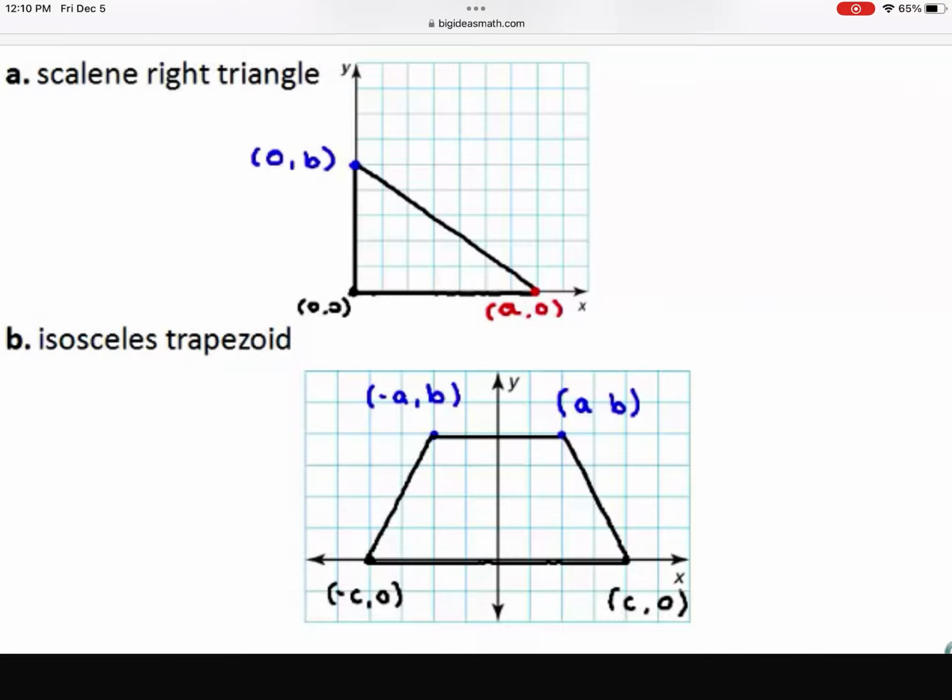Notice it would be easy to find the lengths of the line segments because 2 of your lines are horizontal, and you know that the other 2 legs are equal because it's an isosceles trapezoid.